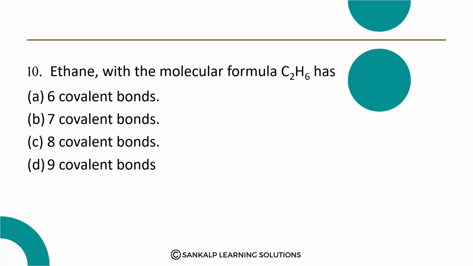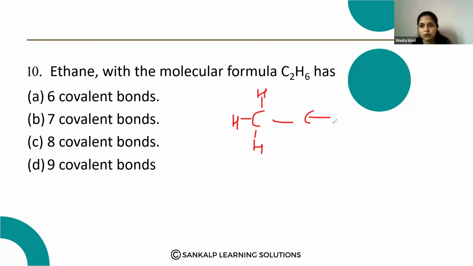Ethane with molecular formula C2H6 has how many covalent bonds? 6 covalent bonds, 7 covalent bonds, 8 covalent bonds, or 9 covalent bonds? Here, ethane is C2H6. Counting the bonds: 1, 2, 3, 4, 5, 6, 7. Total 7 covalent bonds. So Option B is the correct answer.